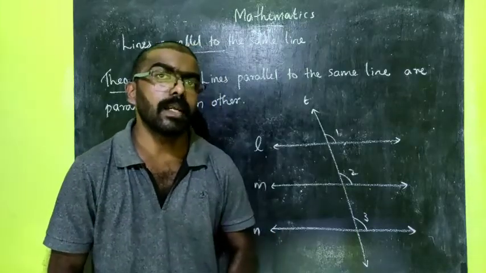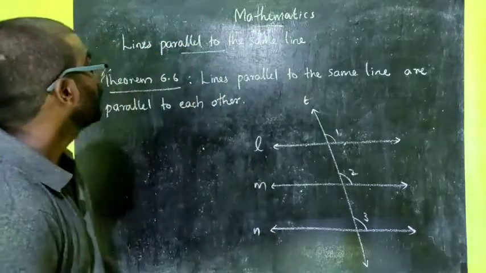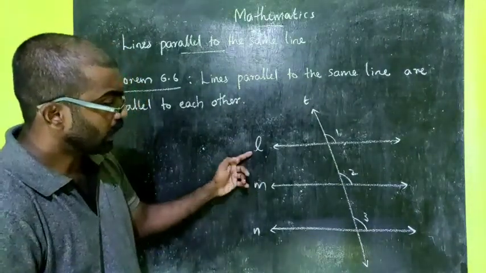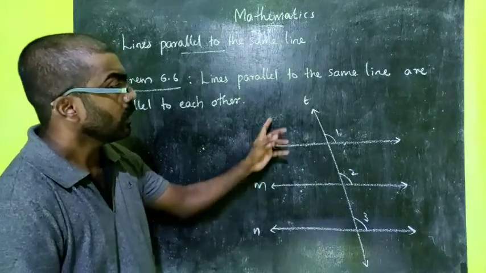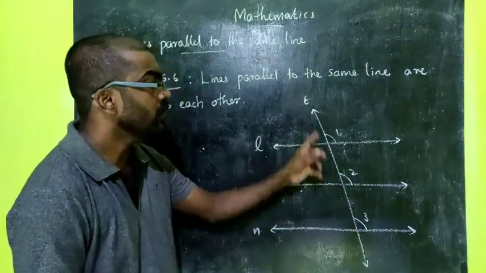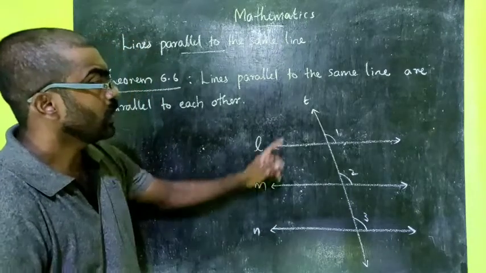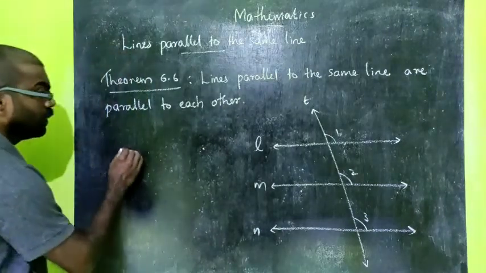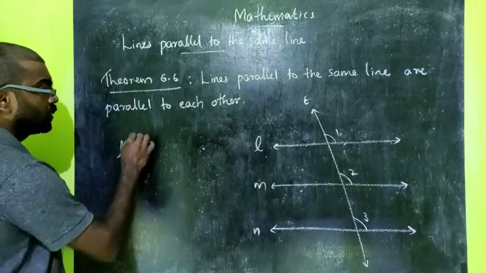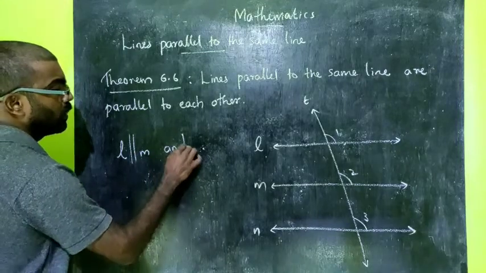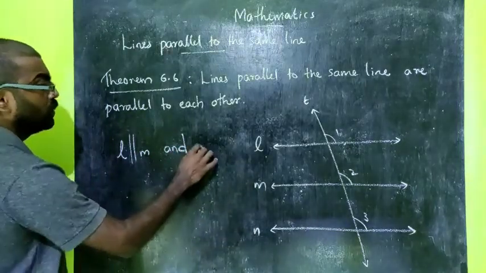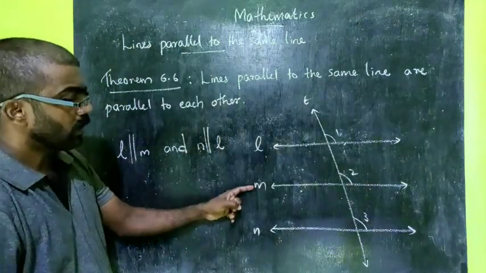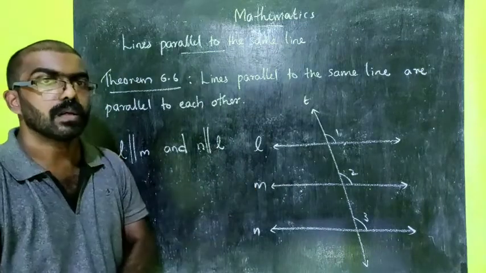Next topic is lines parallel to the same line. Here consider three lines L, M and N, and we draw a transversal T. Okay, here T is the transversal. L, M, N are three lines such that L is parallel to M and the line N is parallel to L. Okay, here L is parallel to M and L is parallel to N.